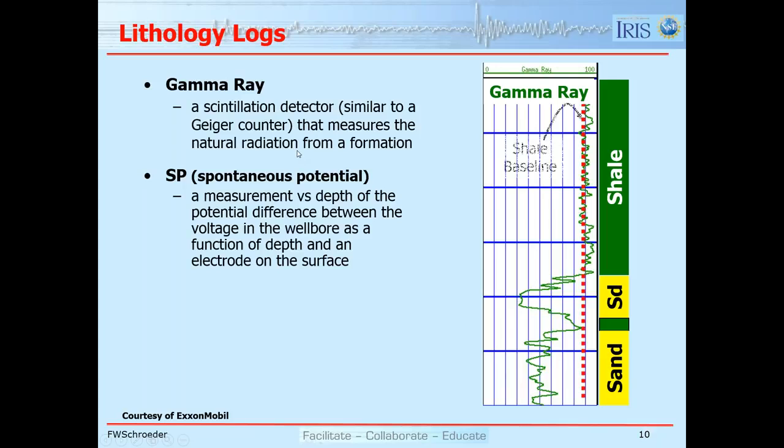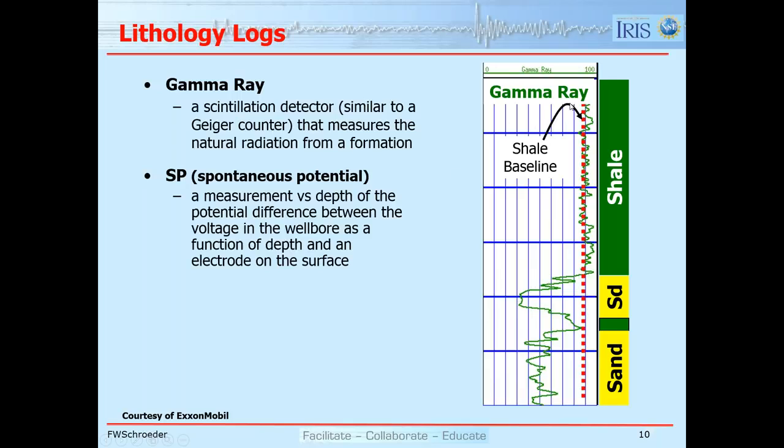For lithology, there are 2 logs that I'll talk about today. The first is the gamma ray, and the second one is the SP, or spontaneous potential. A gamma ray instrument is a scintillation detector. It's similar to a Geiger counter, and it measures the natural radiation from a formation. Shales have more radioactive particles than silts and sands.